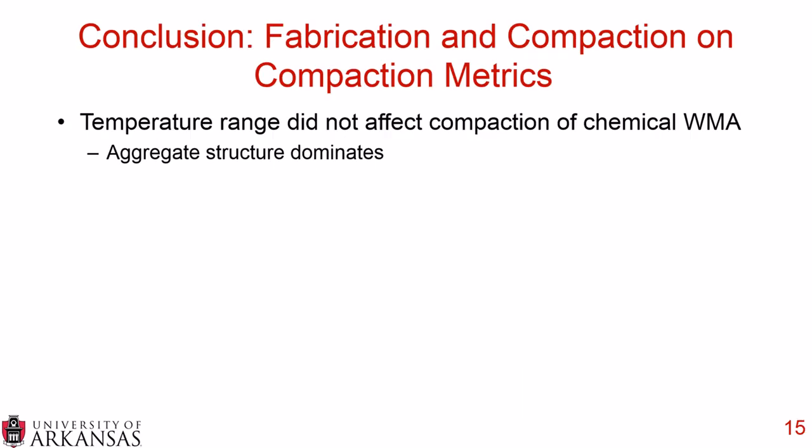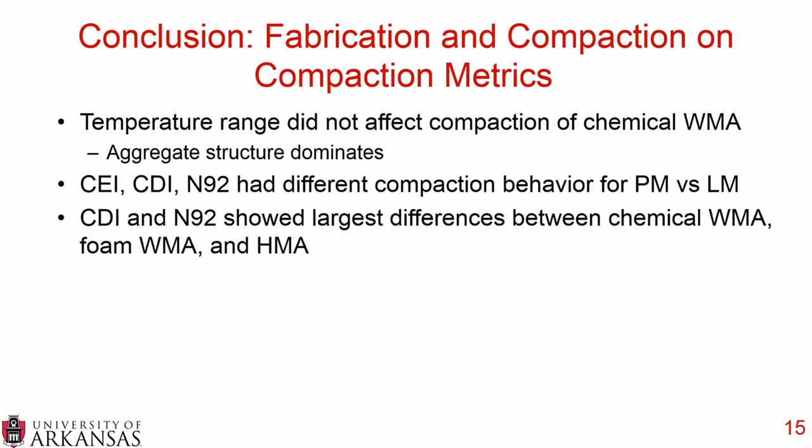And this was really interesting because this meant the WEI was able to compare things from one to another a little more clearly. So in conclusion, we found that the temperature range did not affect the compaction of chemical warm mix asphalt. We felt that the aggregate structure dominated. That was a very interesting finding. We found that the CEI, the CDI, and the N92 had different compaction behavior for the plant mix versus the lab mix, and this is disconcerting because we always assume that a plant mix sample is the same as a lab mix or should behave the same in the laboratory when we compact it in the laboratory. But we did find that the CDI and N92 showed the largest differences between the chemical, the foam, warm mix asphalt, and then traditional hot mix asphalt.